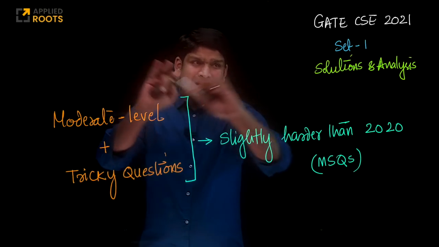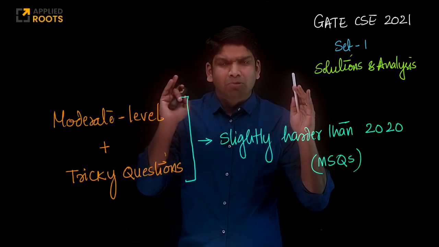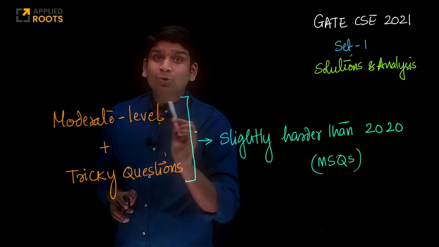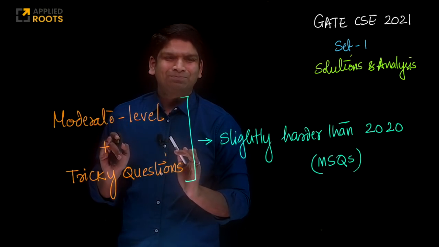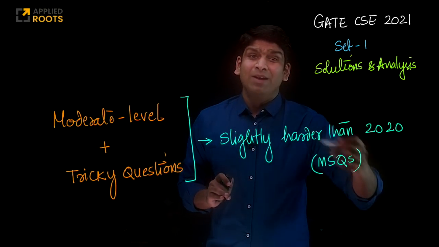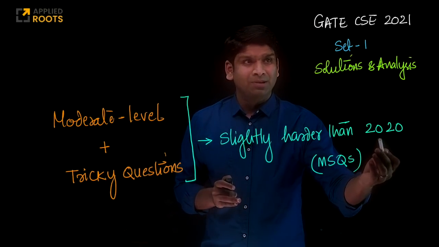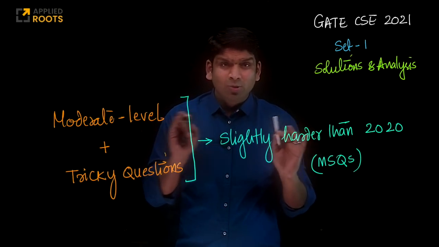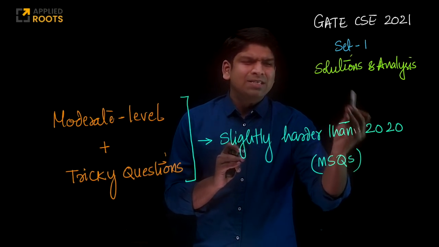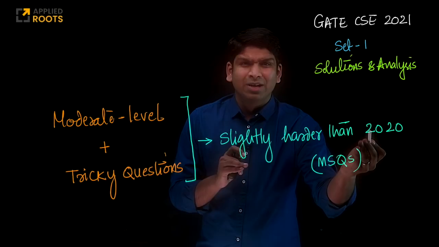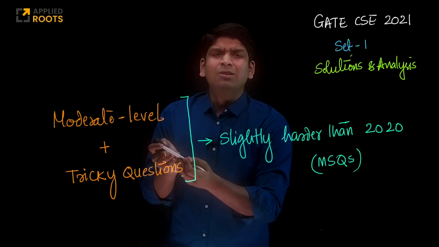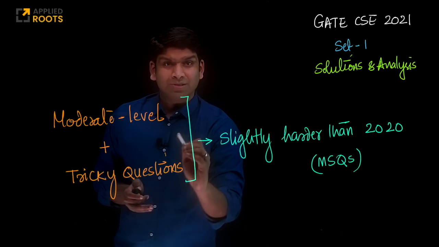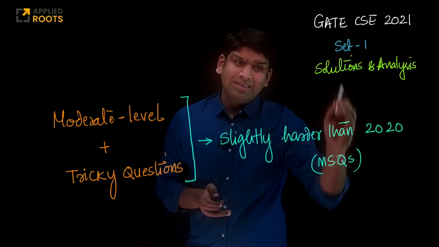Now, if I have to summarize this Set 1 question paper broadly, this is a moderate level question paper with a few tricky questions put in there. Again, if you want to compare it with the 2020 question paper, the last year GATE question paper for CSE, this paper is slightly harder, not actually too hard. For example, if you had just a few tricky questions in 2020, right now we have slightly more tricky questions.